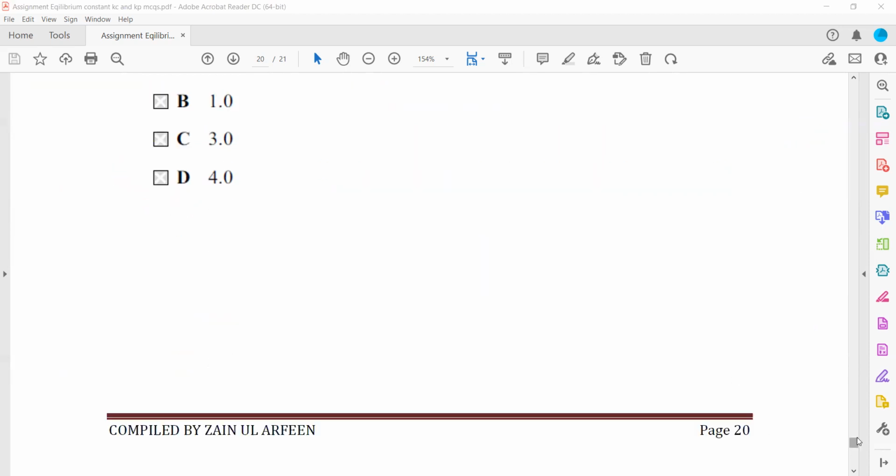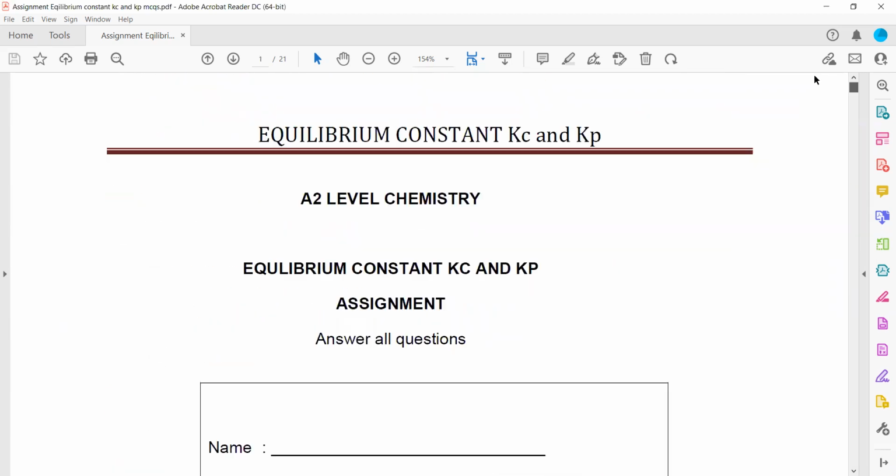So these are the doubts related to the exercise, equilibrium constant, Kc and Kp MCQs.